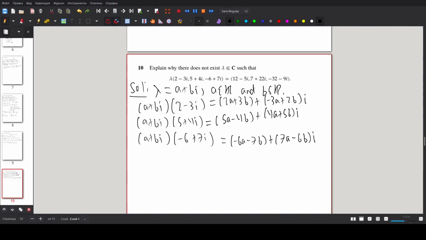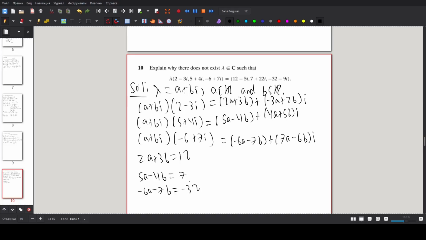expansions. And so if you noticed, the real parts are going to have to correspond with the real parts in this list on the right side here. So that means 2a plus 3b has to equal 12, 5a minus 4b is going to have to equal 7, and negative 6a minus 7b is going to have to equal negative 32.